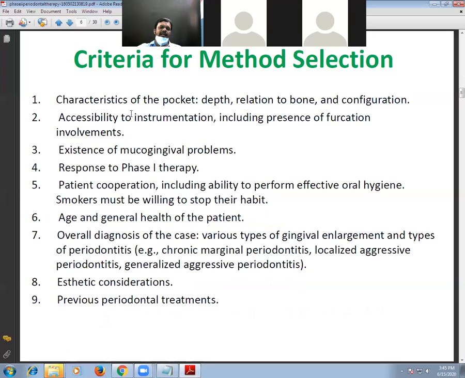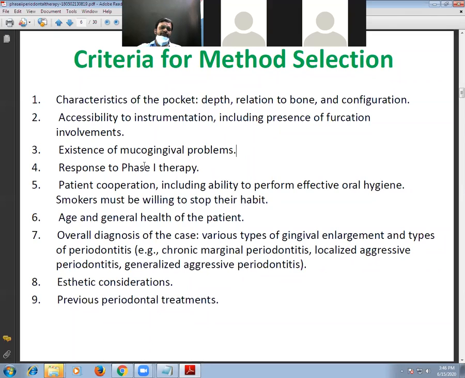One is the characteristics of your pocket, whether the depth of the probing pocket, and its relation to the bone and configuration. The second criterion is accessibility to instrumentation, including the presence of furcation. Whenever furcation involvements are there, they are difficult for instrumentation during your non-surgical phase. So for those inaccessible areas, we usually perform phase 2 therapy, that is the surgical phase. Then there is the existence of mucogingival problems. So mucogingival problems usually are, for example, whether there is an aberrant frenum. Whenever there is an aberrant frenum, we go for frenectomy.